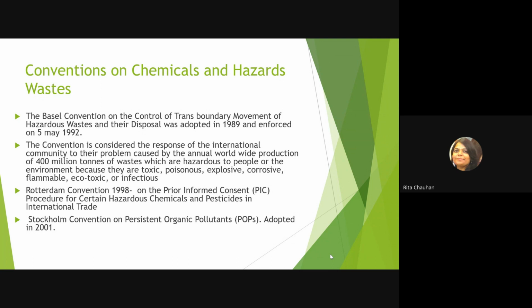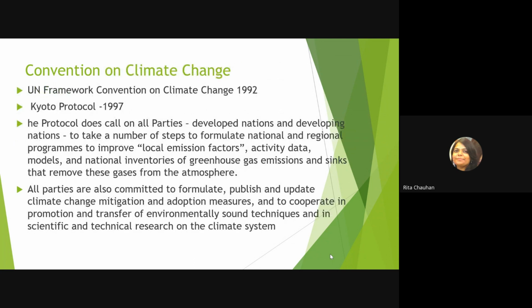Then we have the Stockholm Convention on persistent organic pollutants to reduce their concentration. Then in 1992, there was the United Nations Framework Convention on Climate Change. Basically, government layers are there, which cover all the national and regional programs to set up low emission factors.